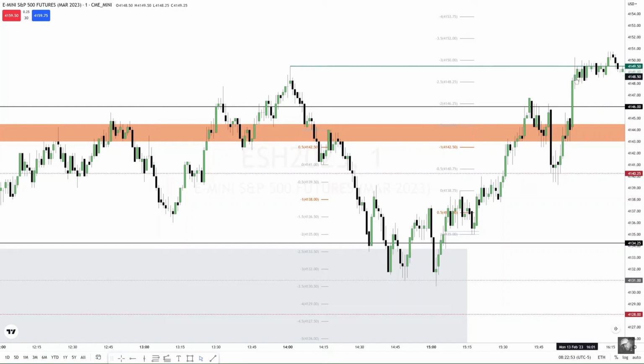41.50. 41.50 and a quarter. So that allows that limit order that you would potentially have there. It would allow you to book your exit there.